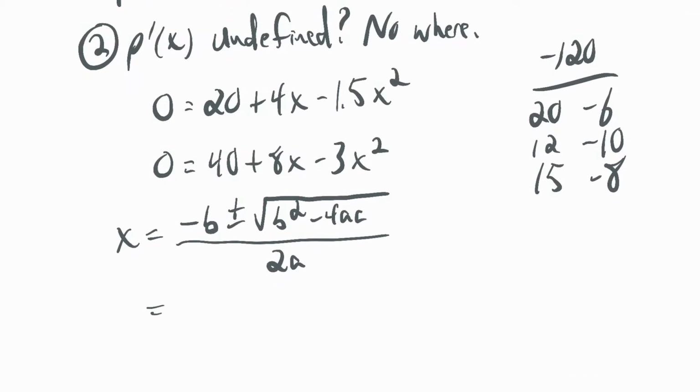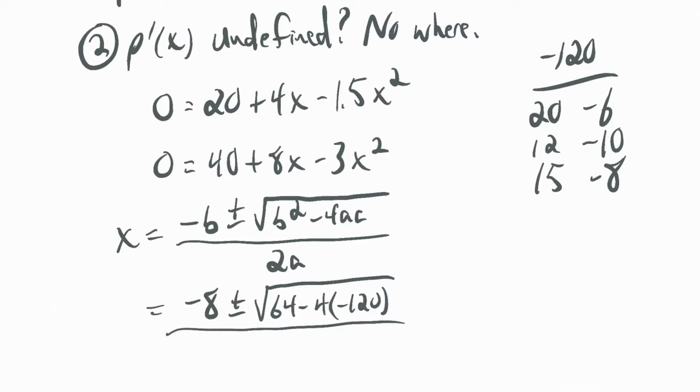Okay, so this is negative 8 plus or minus the square root of 64 minus 4 times a times c, which would be negative 120. We already worked that out, actually. 120, all over 2a, which is negative 6. Okay?